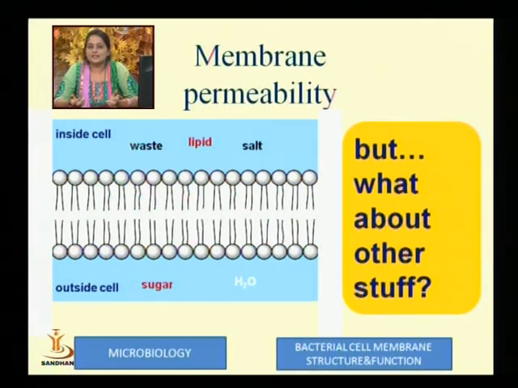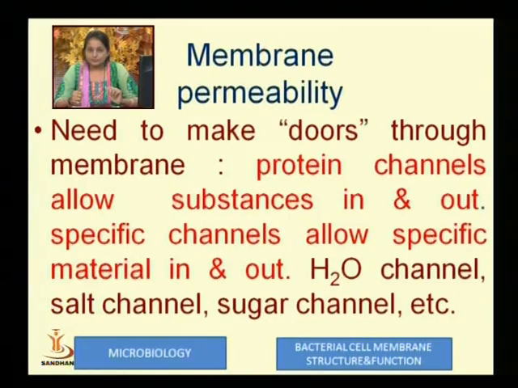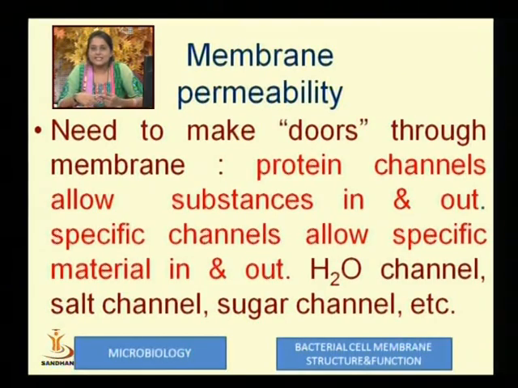So what about the other stuff? For example, sugar and H2O, how will they pass? They need doors through the membrane. For example, protein channels allow substances in and out. Specific channels allow specific materials in and out, such as the H2O channel, salt channel, sugar channel, etc. Now, see, four factors generally affect membrane permeability. The first is polarity of the material, then molecular size of the material, lipid solubility of the material, and charge of the material.